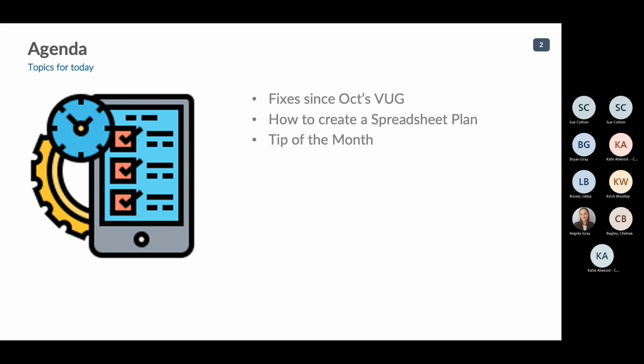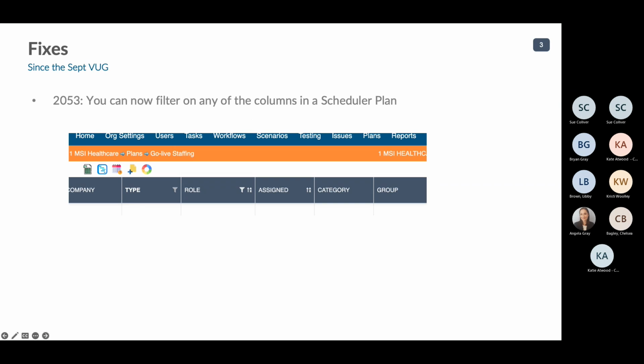Our agenda for today is to review any fixes since last month, our main topic on how to create a spreadsheet plan, and the tip of the month. Since last month's Lunch and Learn, we have provided a fix within the scheduler plan, the ability to now filter on any of the columns, as displayed on the screenshot.